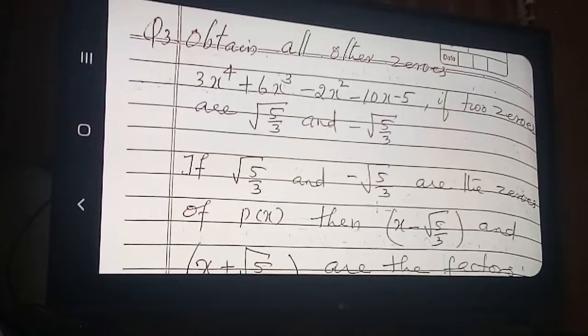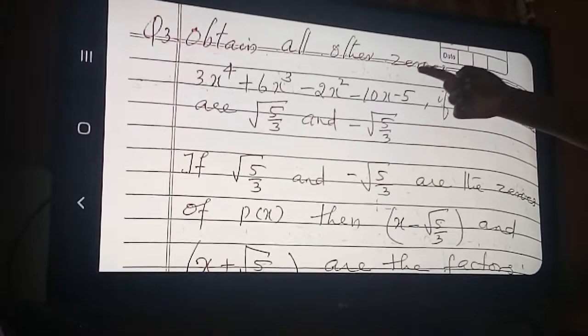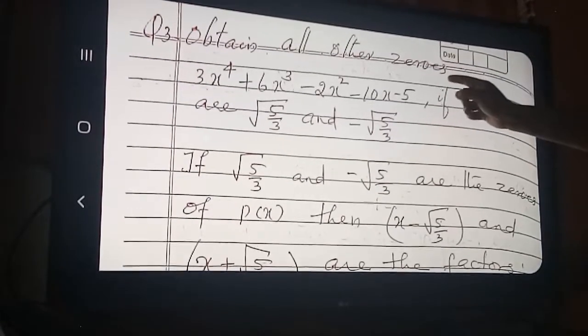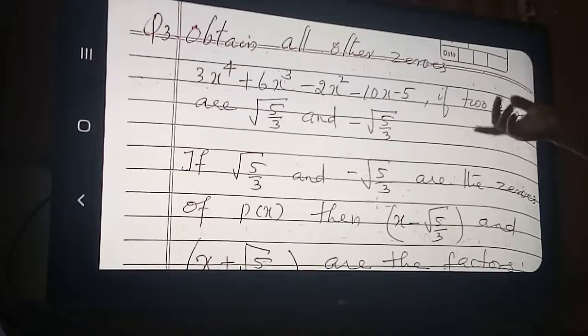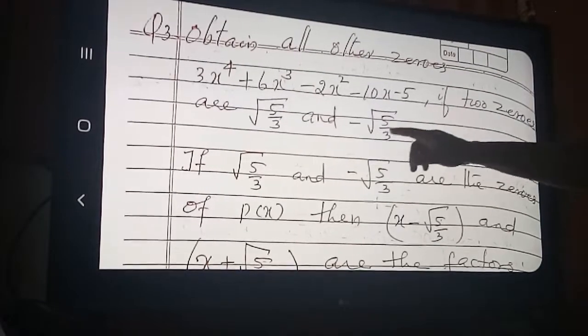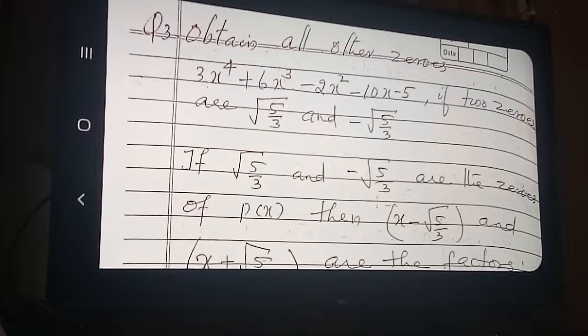Okay, this is a different question. Again read the question, make it clear. Obtain all other zeros. Already how many zeros given? 2 zeros given. So find out the remaining 2 zeros.